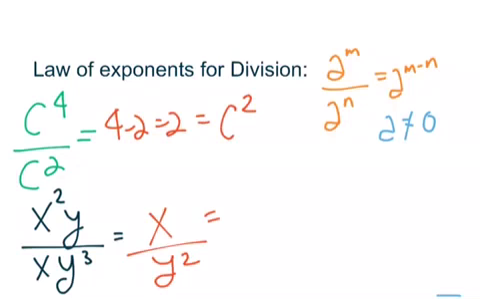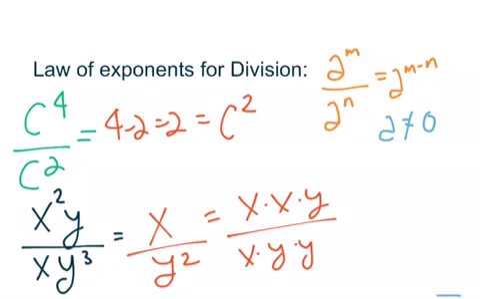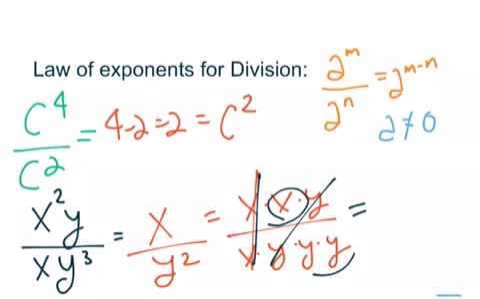Another way to look at that would have been x times y over x times y times y times y. We simply cancel out. These two x's cancel out. These two y's cancel out. So we're left with 1x on top, 2 y's on the bottom. Just like that. Same answer. I just showed it to you a different way.